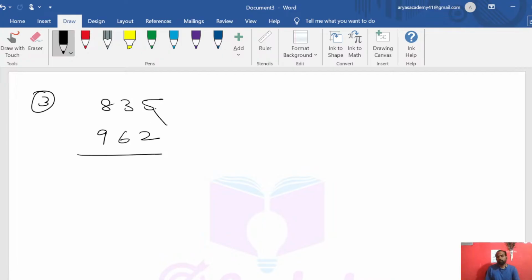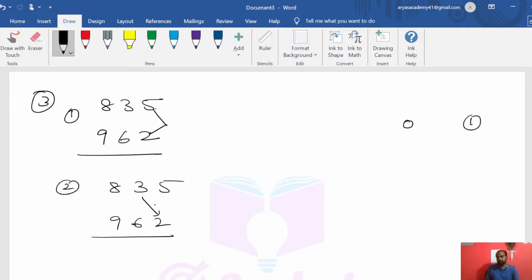So in step number 1, we will multiply only these two numbers. 5 2s are 10, 0 into the answer, 1 carried forward. This is step 1 of the third example. Now I'm going to step 2, 835 multiplied by 962, multiply and then add. 3 2s are 6, 5 6s are 30, 30 plus 6, 36 plus 1, 37. So now 3 is carried forward.